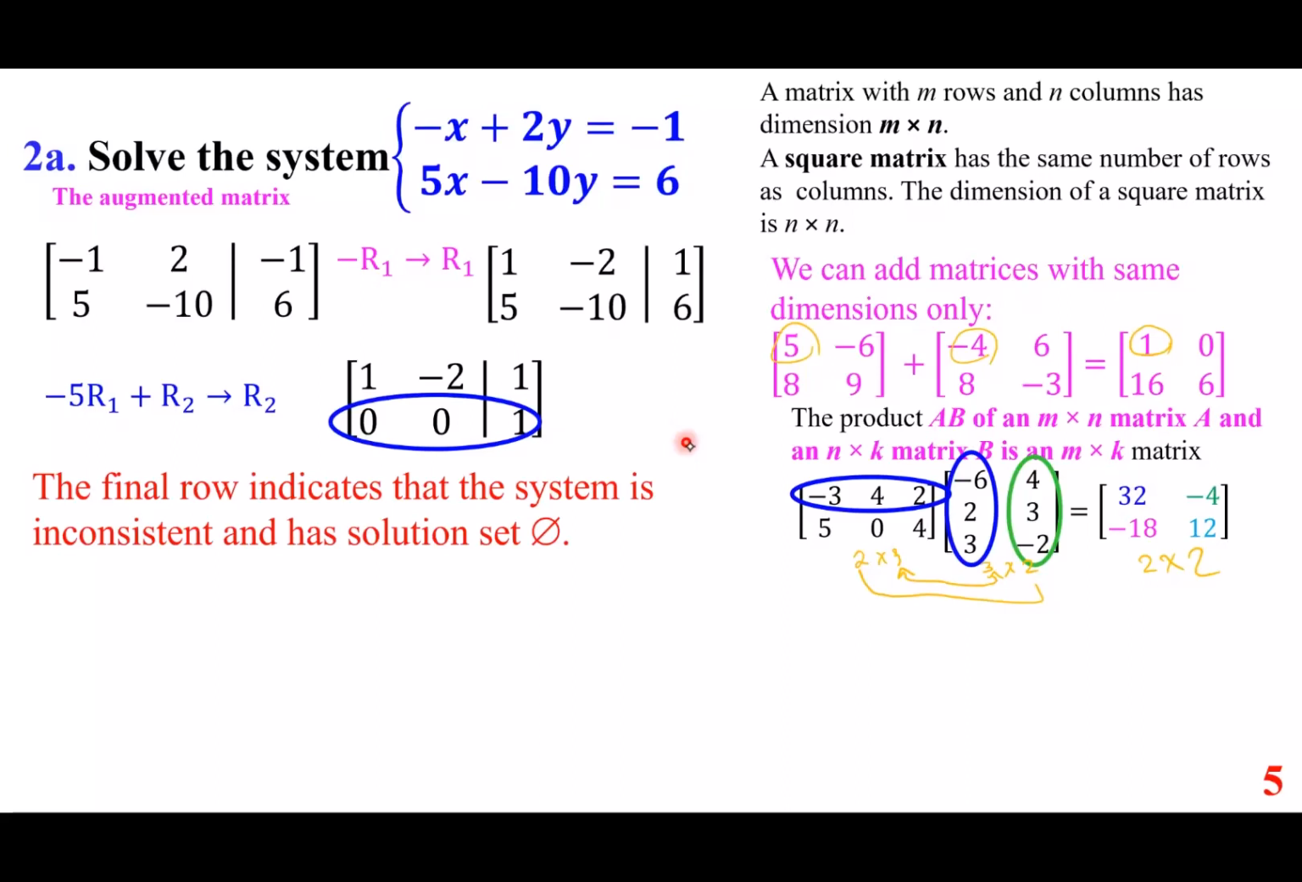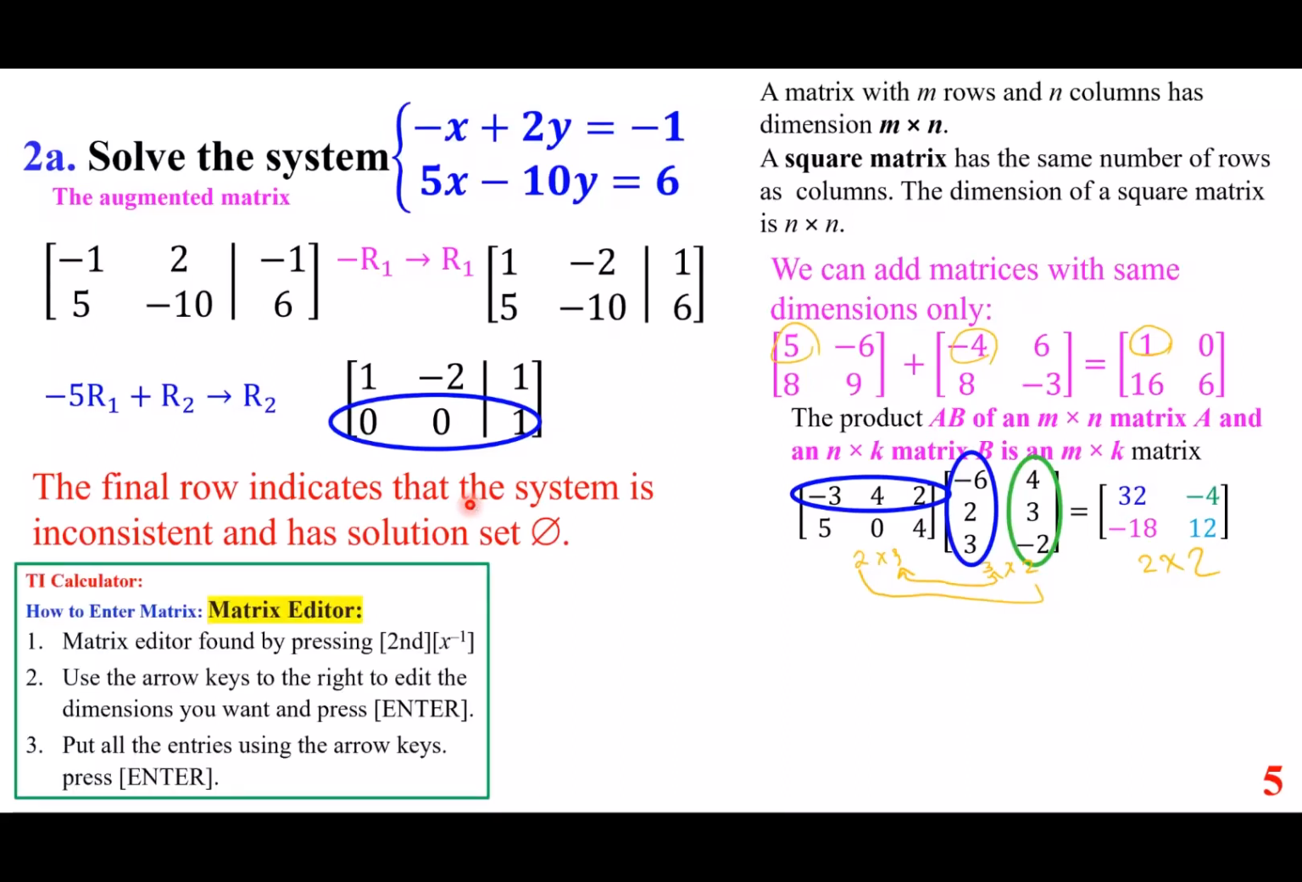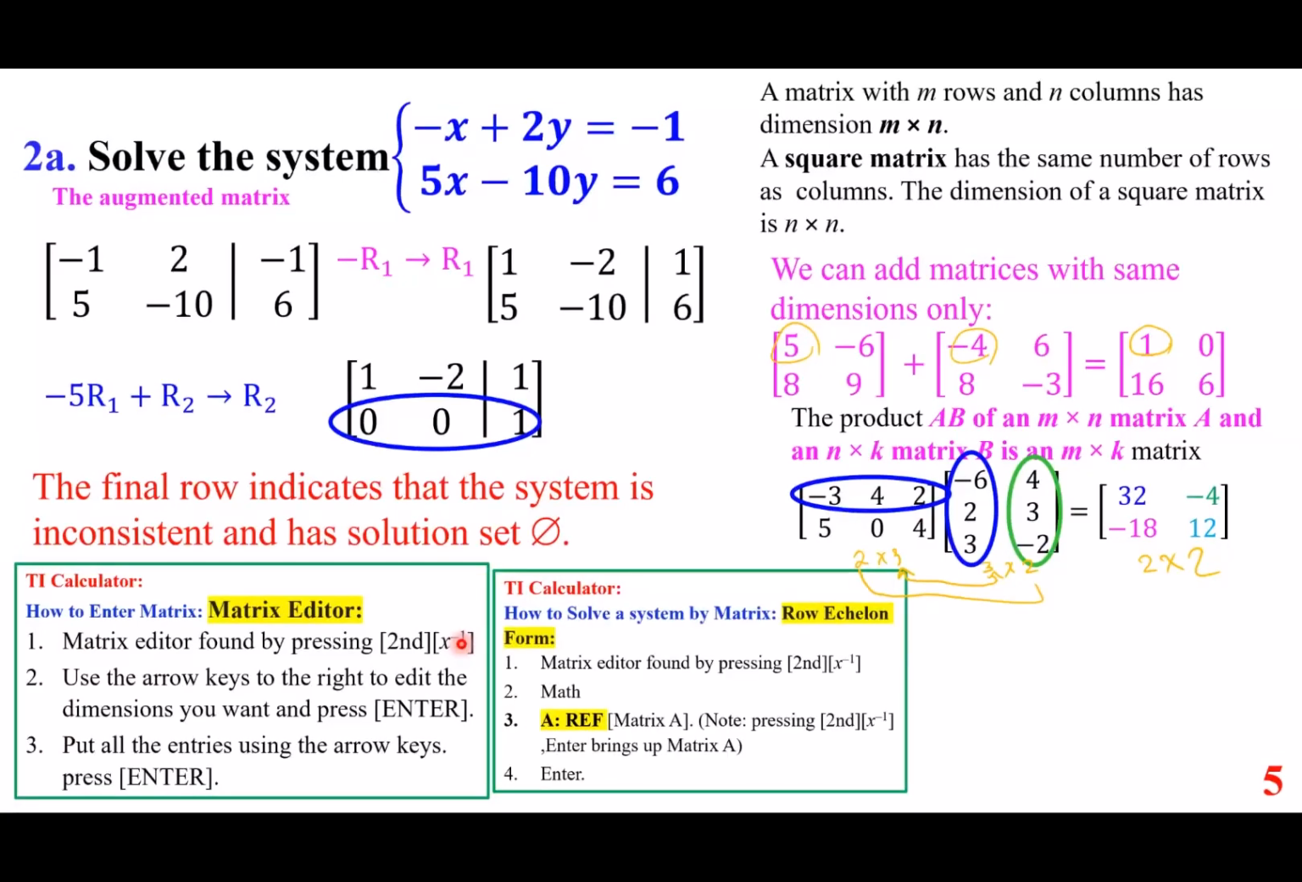Now, with matrices, I did this by hand. You can also do it with a technology, for example, TI calculator. So how to enter a matrix? There's a matrix editor by pressing second and x to the power of -1, and you put in the matrix, and then you go with row echelon form by writing REF in front of it. So take a look at what happens.